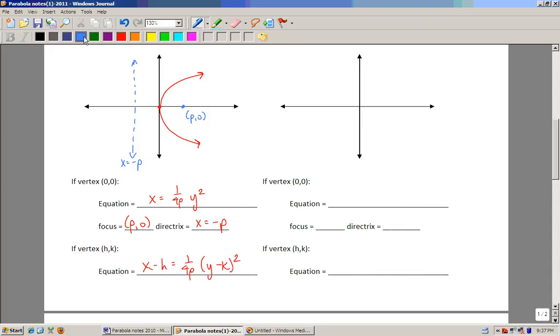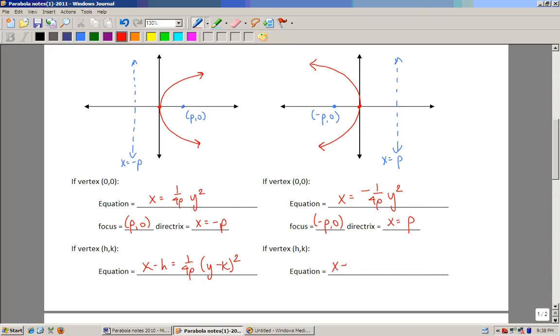We can do the same idea if we make it open to the left. If our focus is over here at (negative p, 0), our directrix is on the right side this time, still a vertical line at x equals positive p. Our equation, if our vertex is at (0, 0), will wrap around the focus but open to the left. That's the same equation as the one over here, except this time your coefficient is negative. So this is a negative y squared equation. The focus is at (negative p, 0). The directrix is x equals positive p.